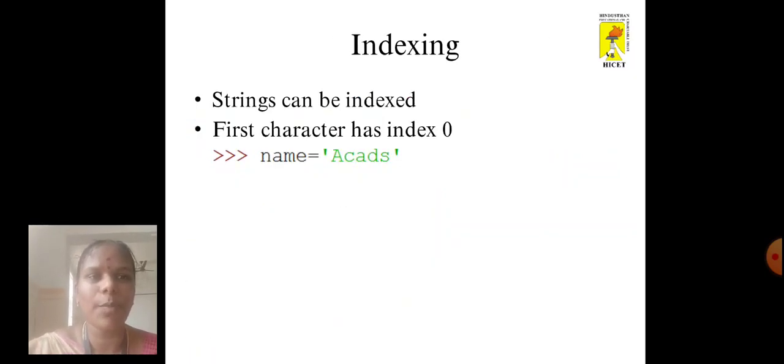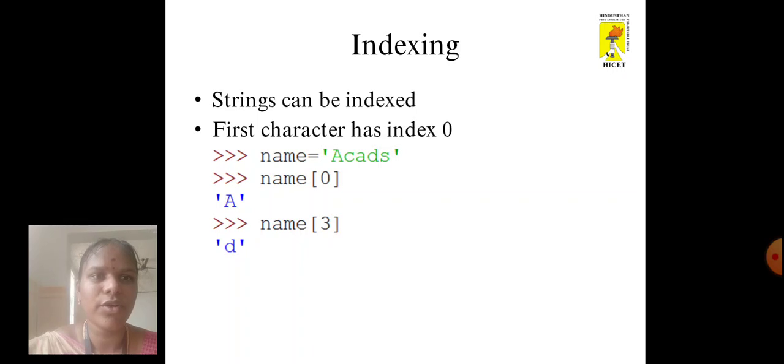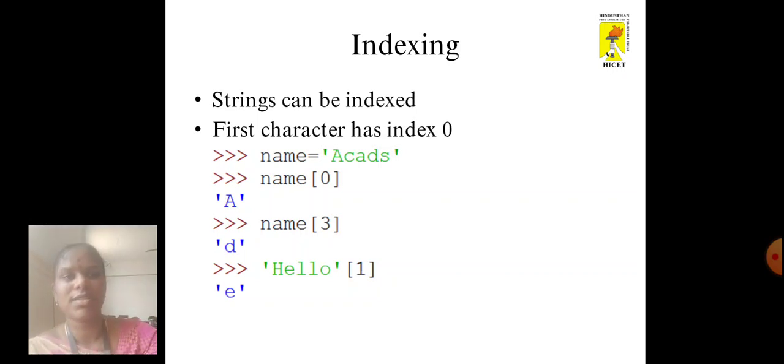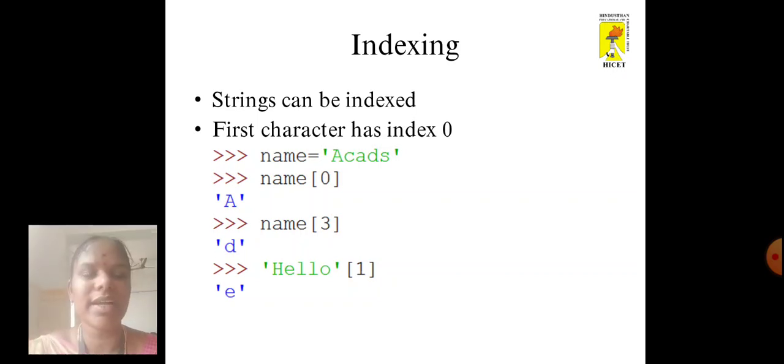The third operation is indexing. Strings can be indexed. The first character has an index value of 0. Consider name equal to ACADS. So name of 0 is A. When I print name of 3, it is D. For hello, index 1 is the second element. Here, position 0 contains the value H, and position 1 contains the value E.